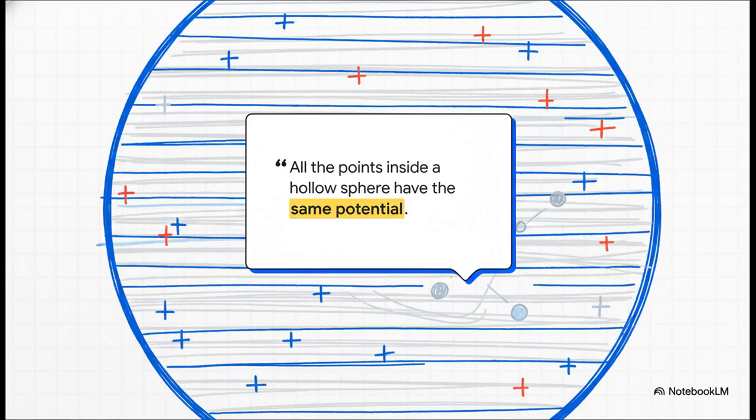And here it is. This is one of the most important and honestly, kind of surprising, results in all of electrostatics. Once you're inside that charged shell, the potential doesn't change at all. It's a totally flat energy landscape. The potential at the very center is exactly the same as the potential right there at the surface.